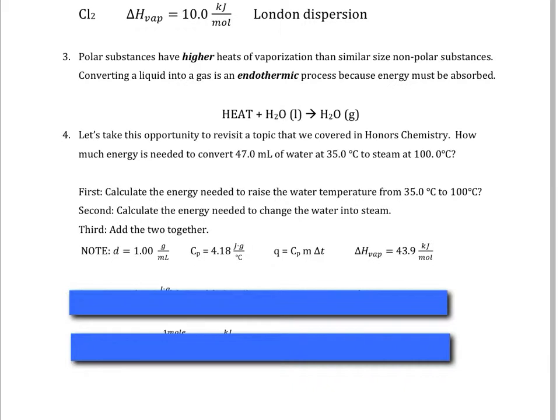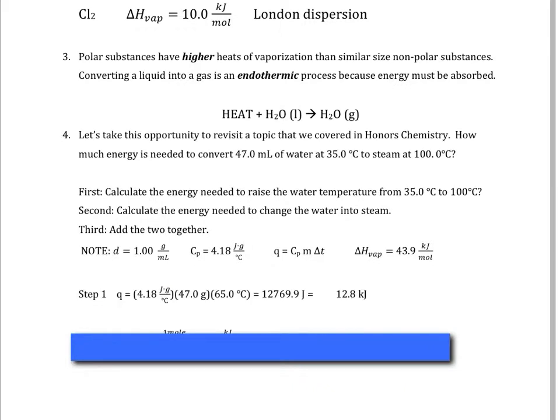Now let's begin with step 1. This is just plug and chug. We're going to take our equation, put in the specific heat capacity for water, times 47 grams, and the temperature change is a positive 65 degrees. Remember, it's always the final temperature minus the initial temperature. So when it's endothermic, or the temperature is being raised, then it's a positive value, and we get 12,769.9. And because it's 3 sig figs, this would be 12,800 joules, which I've converted to kilojoules, so it will match the heat of vaporization.